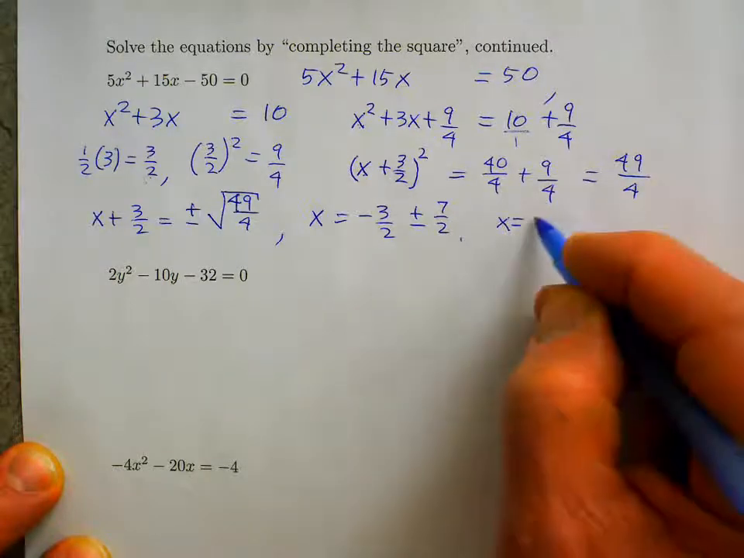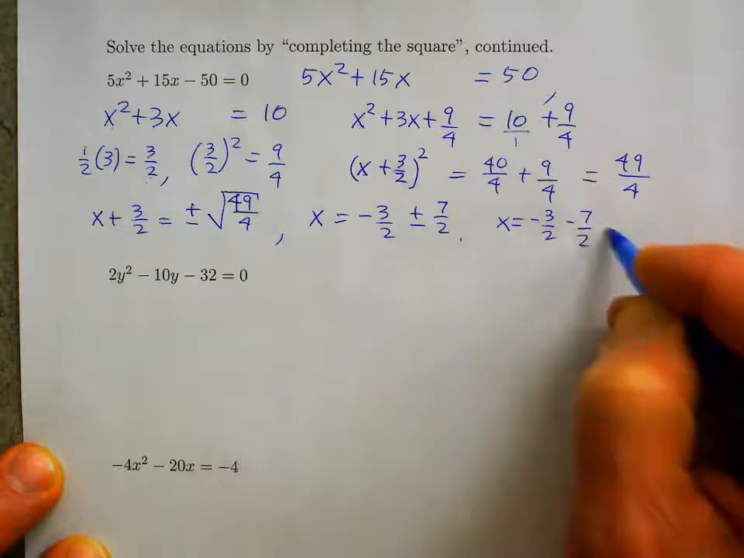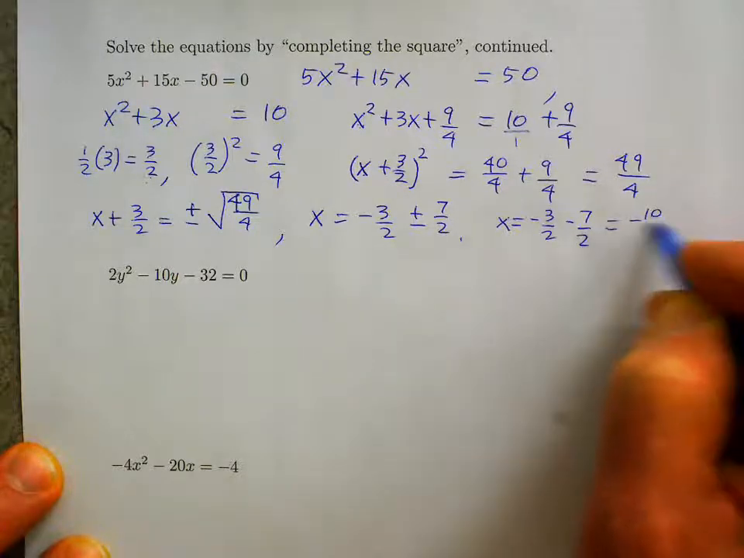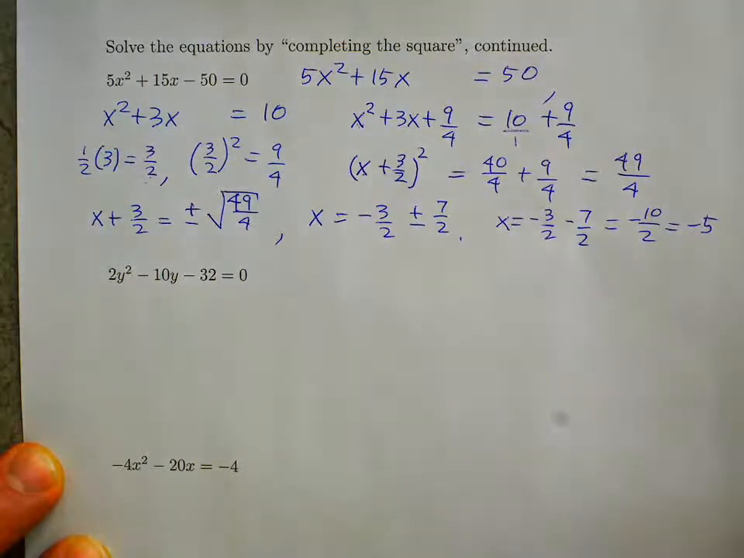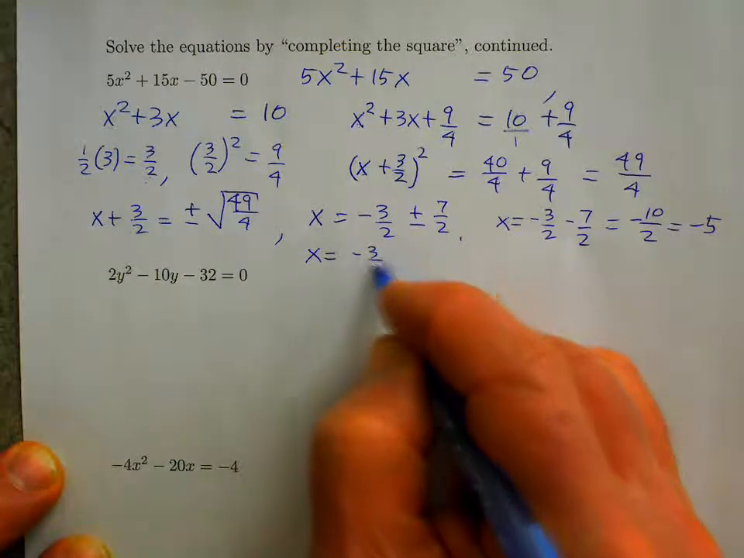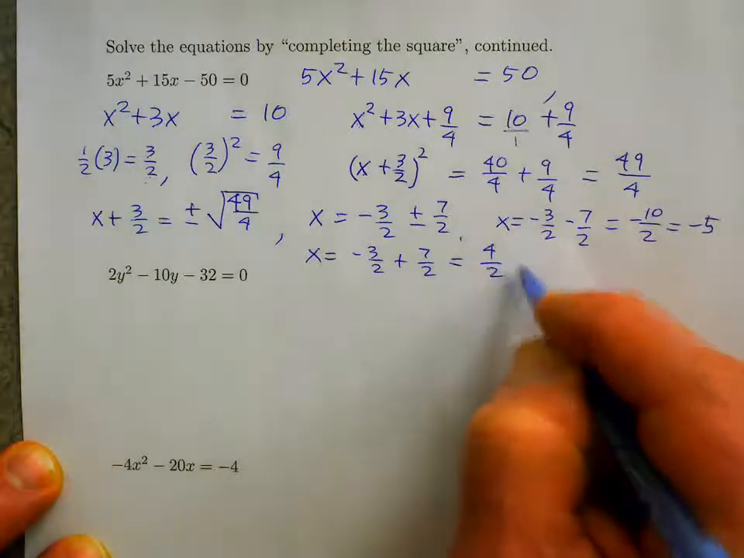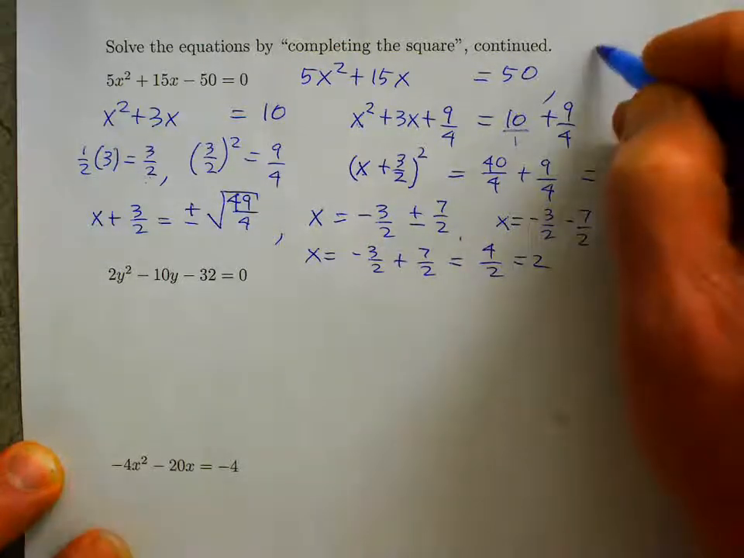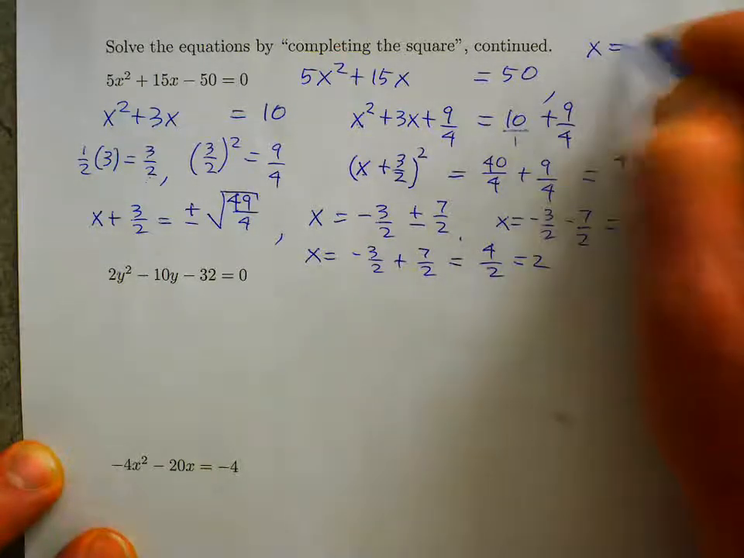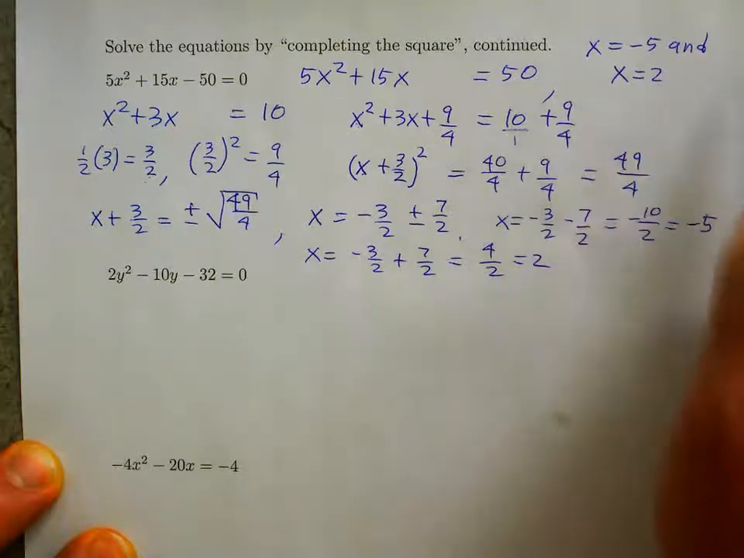One solution is negative 3/2 minus 7/2, or negative 10/2, or negative 5. And the other solution is x equals negative 3/2 plus 7/2, which is 4/2, or 2. So just to summarize, x equals negative 5 and x equals 2 are the solutions.